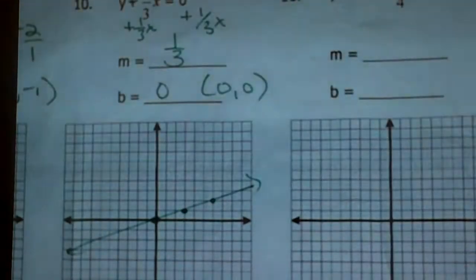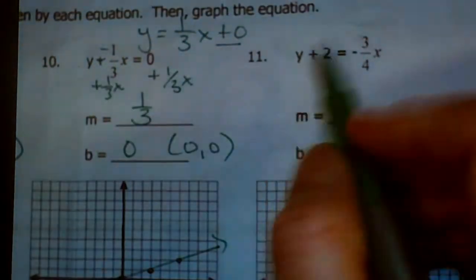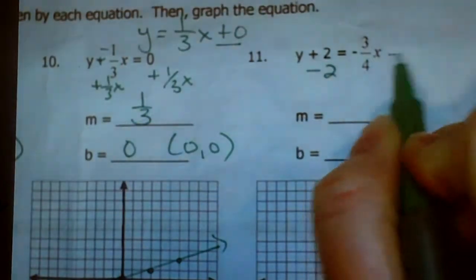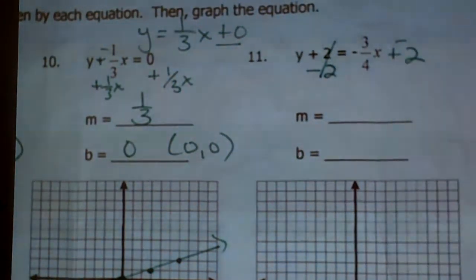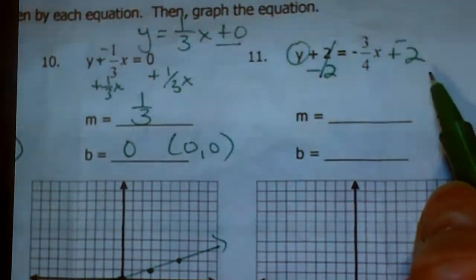All right. The last one of these. Again, we look at the equation and uh-oh, it's not solved for y. I need to get rid of this 2 that's being added. So I'm going to subtract a 2 or add a negative 2. Whichever way you see it. So now I've got y alone, and y equals negative 3/4 x plus negative 2.